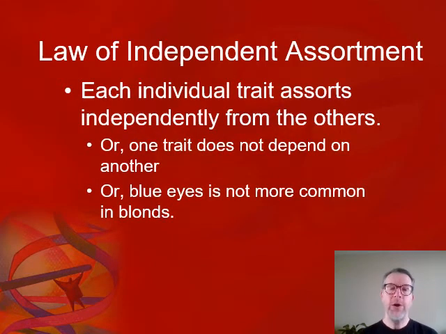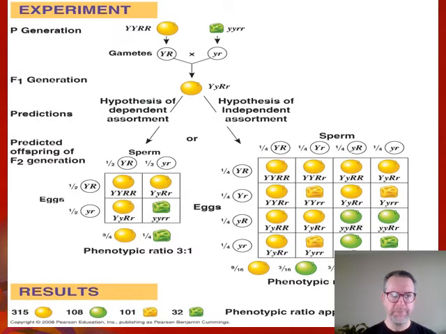Law of independent assortment. So what's that saying? One trait does not depend on another. If you have blue eyes, what's your chance of having blonde hair? Doesn't have any bearing at all. It's just as if you had brown eyes, same chance of getting blonde hair. That's the law of independent assortment. Again, there will be differences in the non-Mendelian coming up, which will be the next chapter.